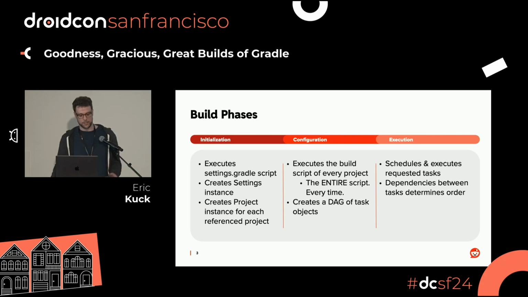This is what actually executes the build script of every project. The entire script every time. So if you have a bunch of stuff that doesn't belong in there, you're going to be wasting a lot of work. It creates a DAG of task objects and then moves on to execution. This is where it schedules and executes all the tasks that were requested when you started the build. And dependencies between tasks will determine their order.